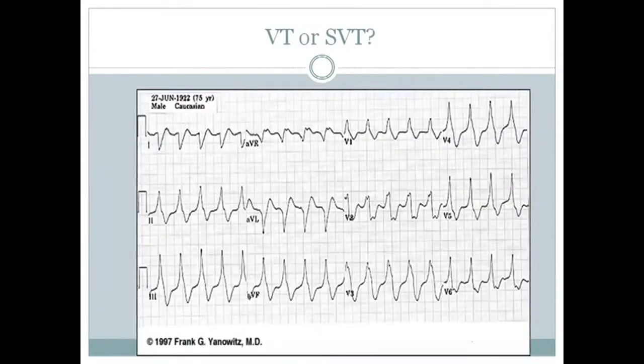VT or SVT? This one AVR is negative, so that doesn't work. So, did you say V tach again? It's like you're the only one talking here today, man.